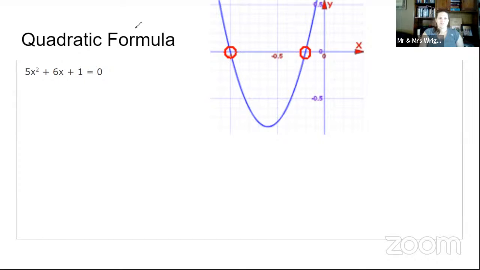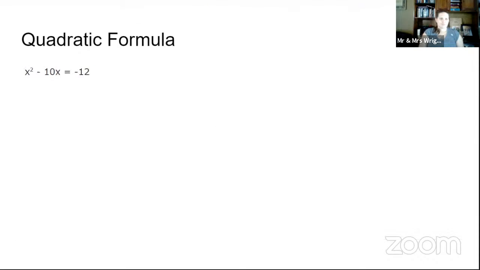When you graphed this equation right here, where the graph actually crosses the x-axis right here and right here, those are our two answers. And so that's why that works. All right, so quadratic formula here.